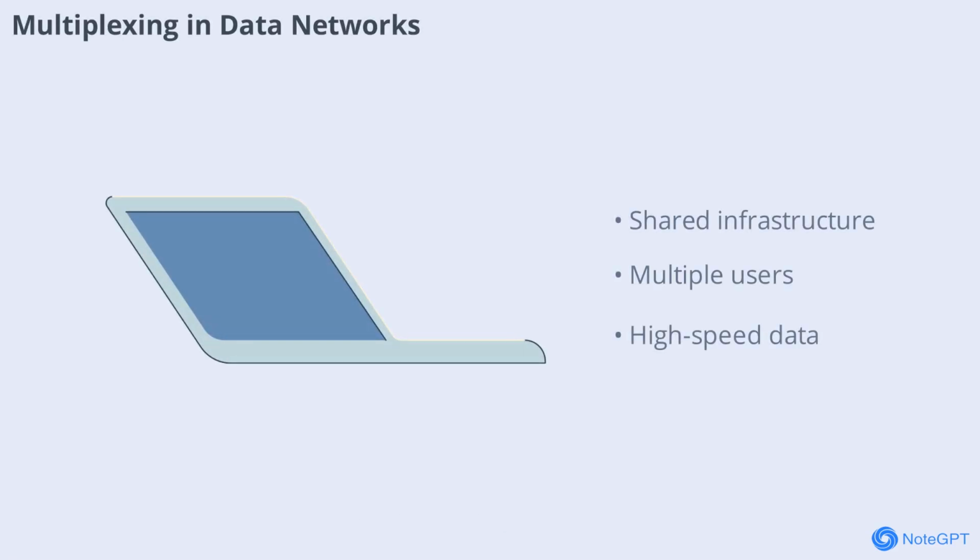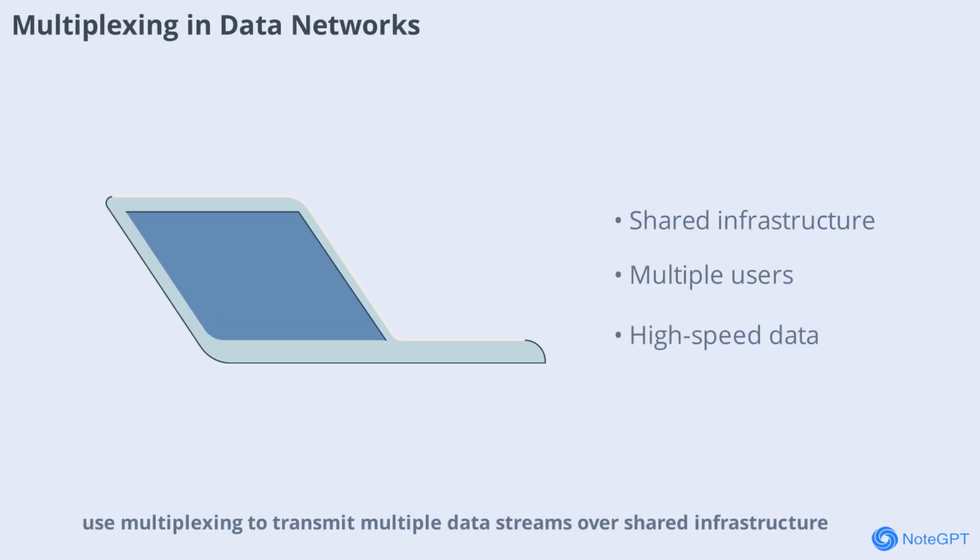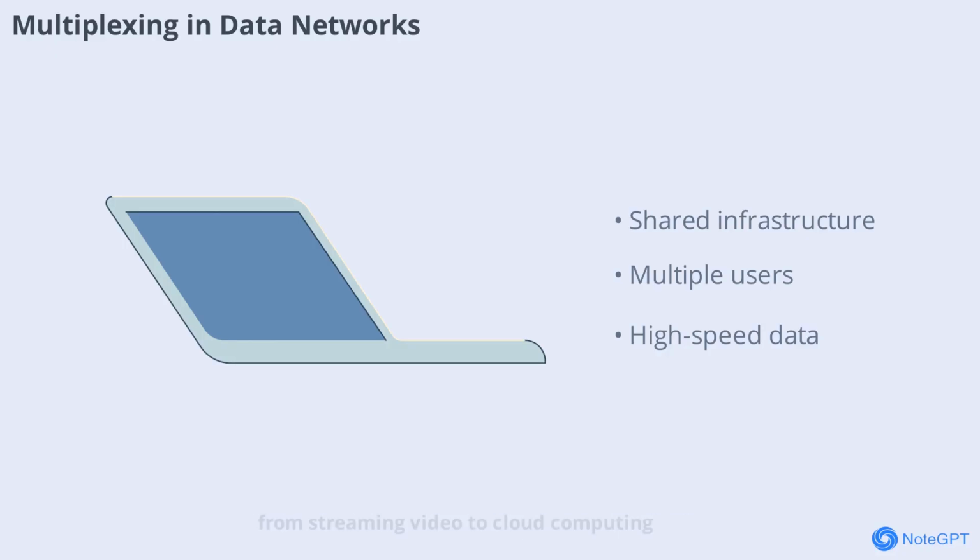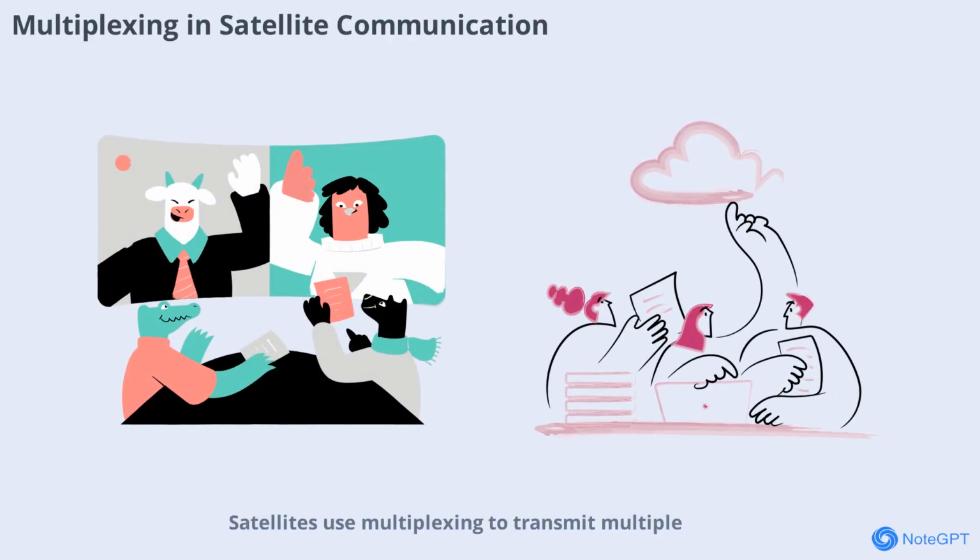Data networks, including the internet, use multiplexing to transmit multiple data streams over shared infrastructure. Techniques like TDM and packet switching allow many users to access the network simultaneously, maximizing efficiency and speed. Multiplexing is essential for supporting the vast amount of data traffic generated by modern applications, from streaming video to cloud computing.